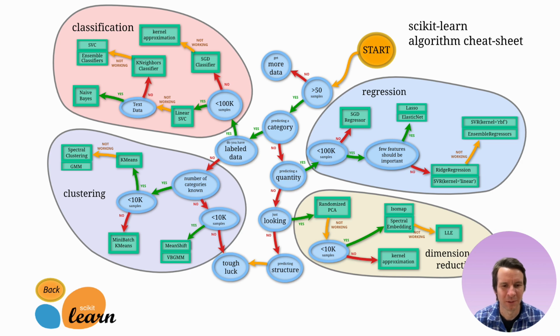Or you do not have labeled data and then you are trying to find some clusters, you will try clustering later. Or if you have quantity, then you can try to do some regression, linear regression, which we tried. Or if you have data that are too big, you can try to do some dimension reduction, some PCA, which we will also try later.